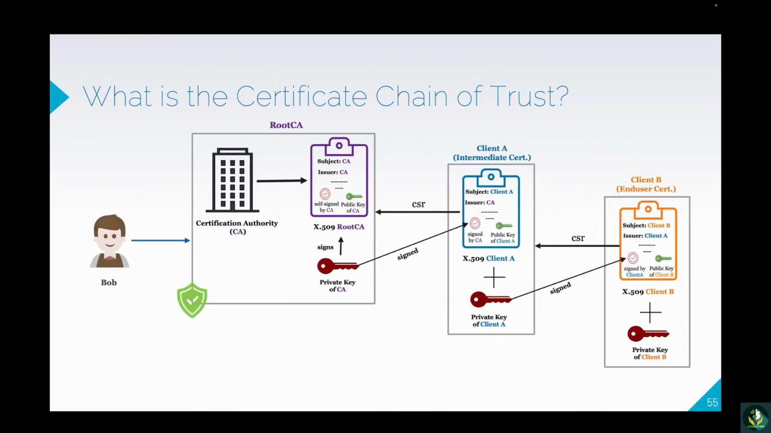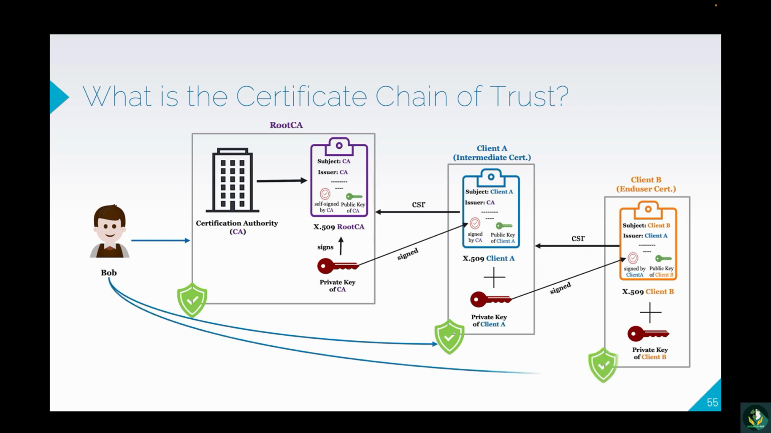Let's break it down. Bob trusts the root certificate authority because he recognizes and trusts the organization behind it. Because client A holds an X509 certificate signed by the root certificate authority, Bob also trusts client A. Furthermore, since client B has a certificate signed by client A, Bob trusts client B as well. And this illustrates the chain of trust for X509 certificates. If Bob trusts the root certificate authority, he trusts every certificate in the chain.